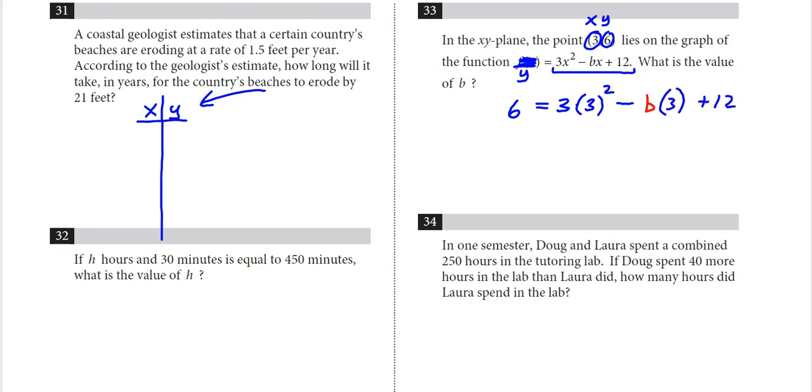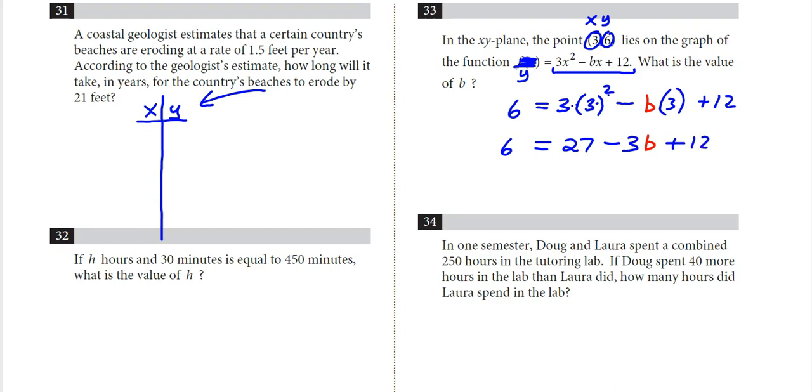And I just got to solve this thing for b. So I have 6 equals, I got to be careful here. 3 squared is 9. 9 times 3 is 27. Be careful of your order of operations. Minus 3b, and then plus 12. And I'm going to gather up some like terms here.